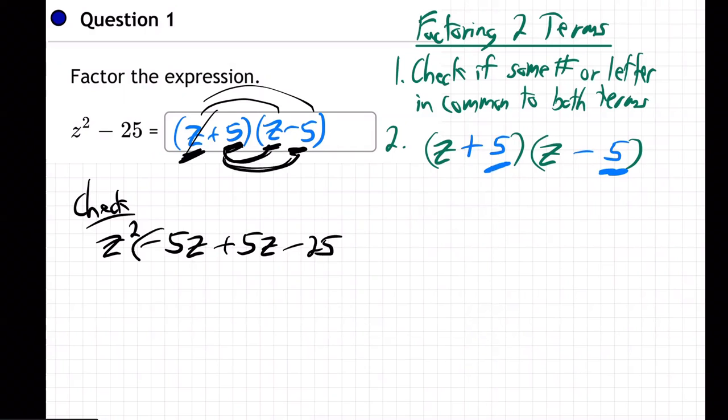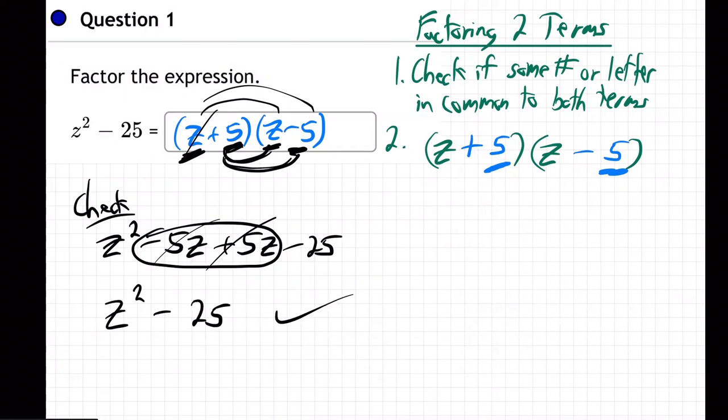Okay, and then look what happens in the middle. These cancel, don't they? Minus 5z plus 5z, they cancel out. So what do we just have? Z squared minus 25, check, check. It goes back to the beginning, doesn't it? So it's really right. So the answer is here. It's all scribbled up now, but this is the answer: z plus 5, z minus 5. This just proves it really is the answer. And so there we go.